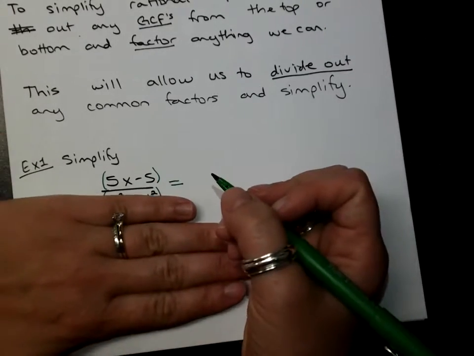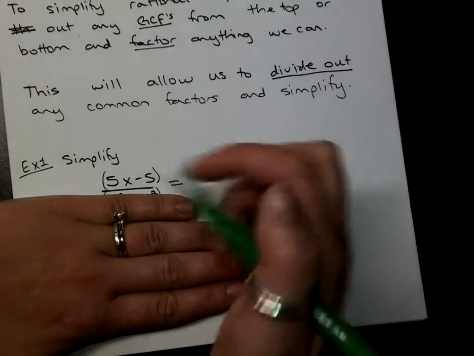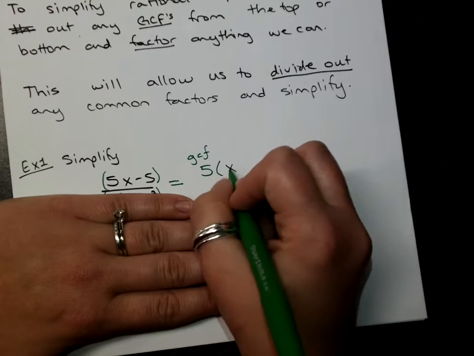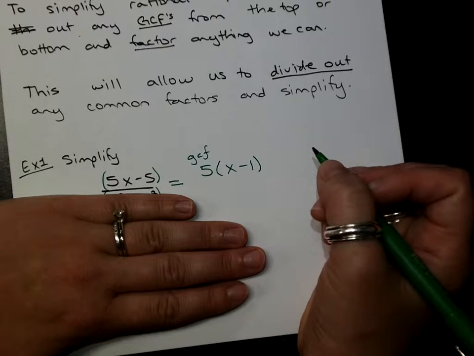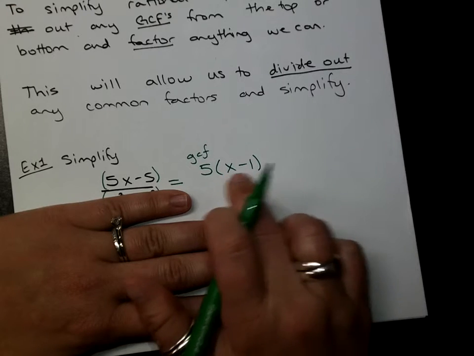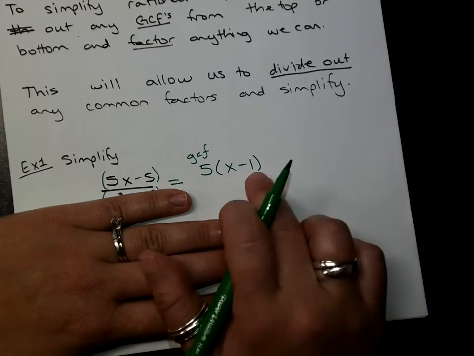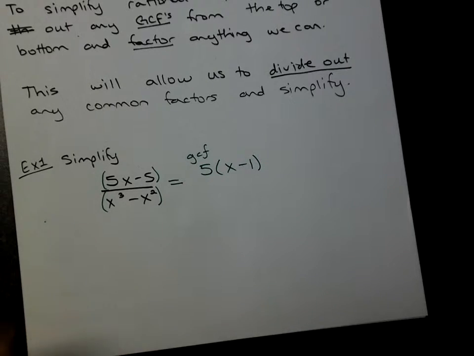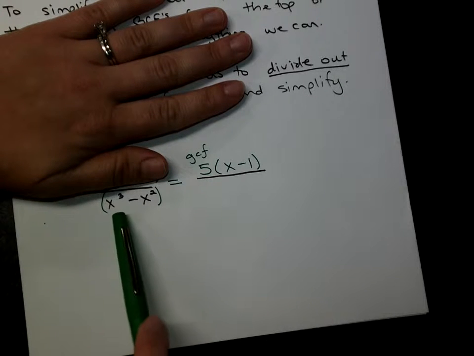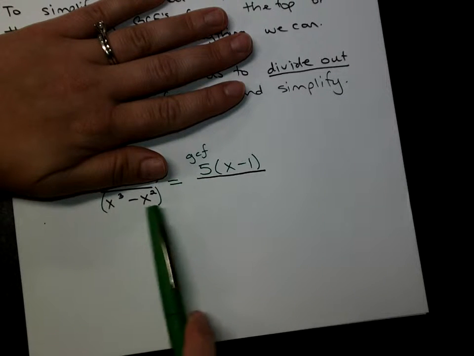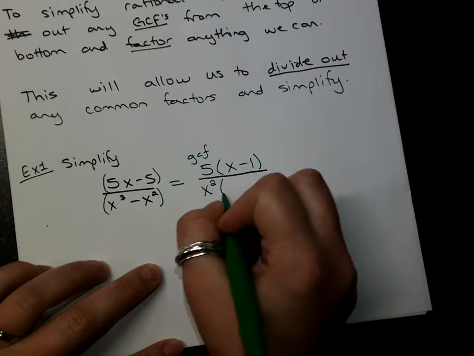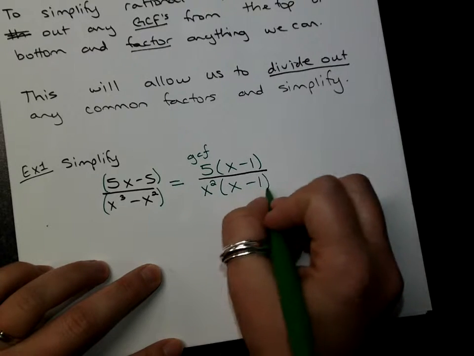If I look at just the top, I have 5x minus 5. Right away the GCF of 5 should stand out. If I take a 5 out, I'm left with x minus 1. Once I take out that GCF of 5, x minus 1 is just a binomial that cannot be factored, so we're just done. If we look at just the bottom, we have x to the third minus x squared. You should notice that there's x squared in both of those terms. So again, we can take out a GCF of x squared, and that leaves us with x minus 1.